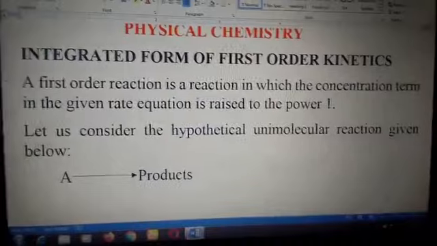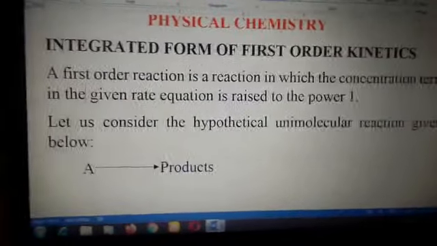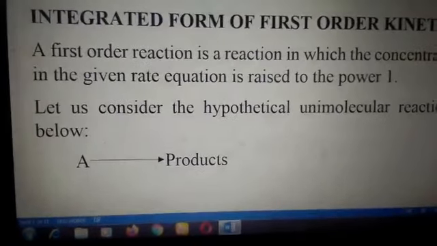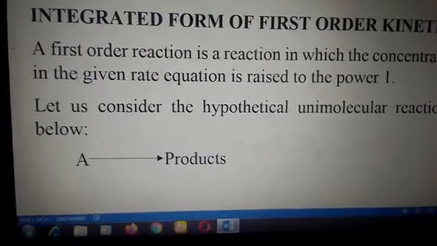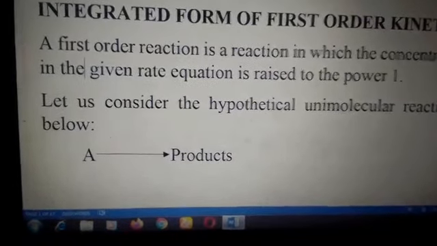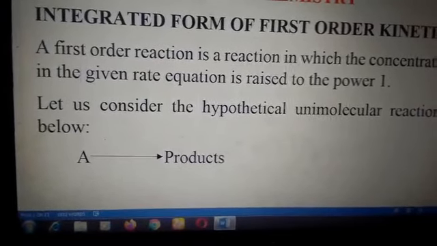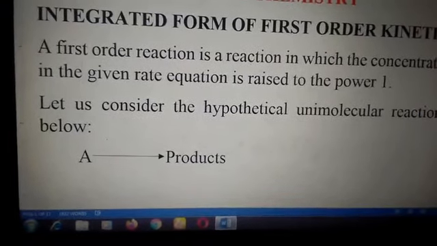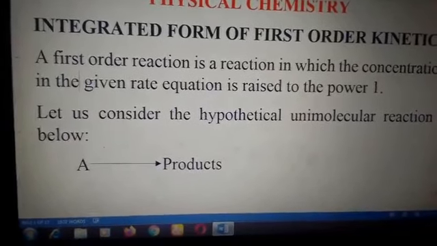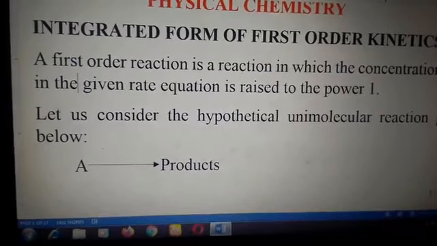So let us consider the hypothetical unimolecular reaction given below. As we said, a reaction is unimolecular when it involves one reactant particle. For instance, you see A, one particle of A going to produce product. Since one particle of A, or one atom of A, is involved, that example represents a unimolecular reaction. From this reaction, we're going to first of all obtain the rate equation, the differential rate equation.